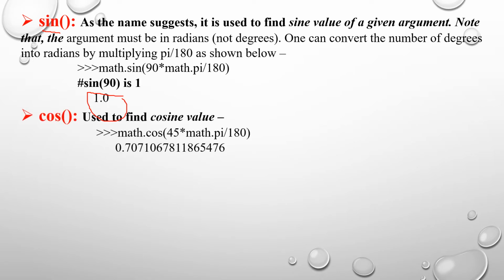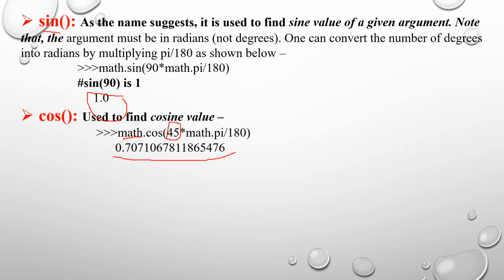The next math function is the cos function, used to find cosine values. So here the module is math.cos of 45. The interpreter works in radians, but we want the value in terms of degrees. That's why we multiply by math.pi divided by 180. The interpreter will give the value, and the cos of 45 we get is 0.707.